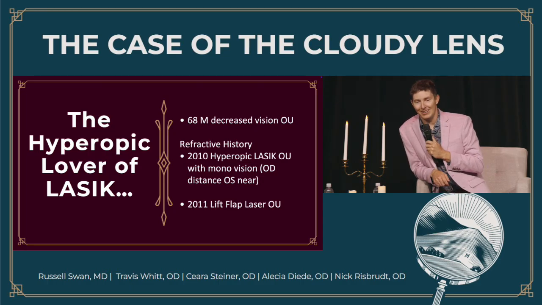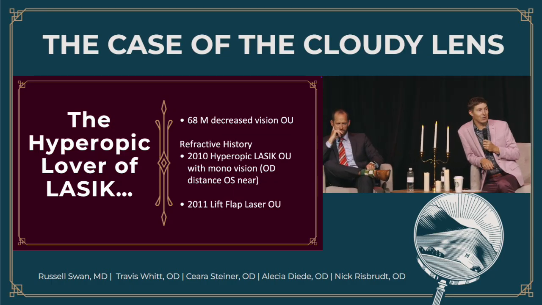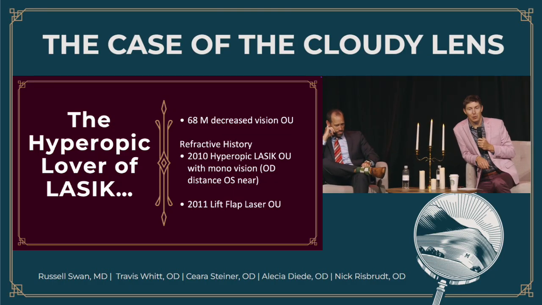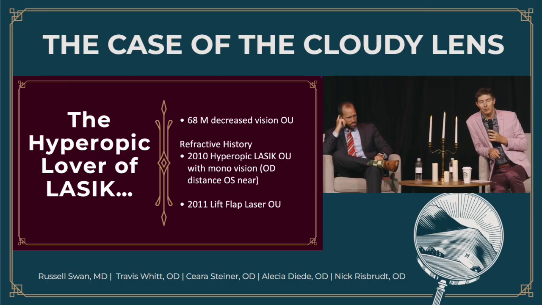Mr. Blue-Green, you get this one first. This is a hyperopic LASIK case. A 68-year-old man with decreased vision. His refractive history: he had hyperopic LASIK in 2010 for both eyes, monovision, right eye distance, left eye near, and then had a lift flap laser and a repeat laser 1 year later.